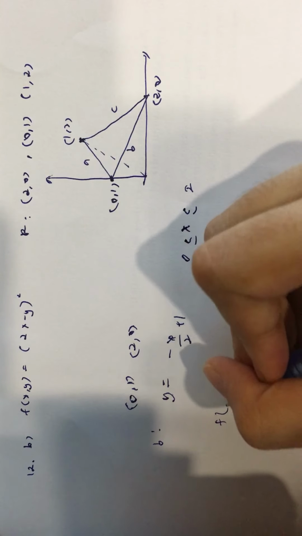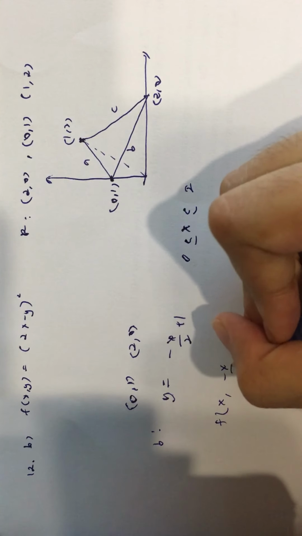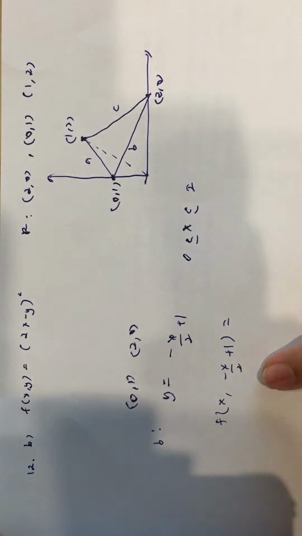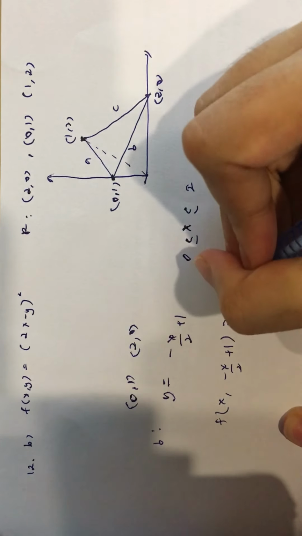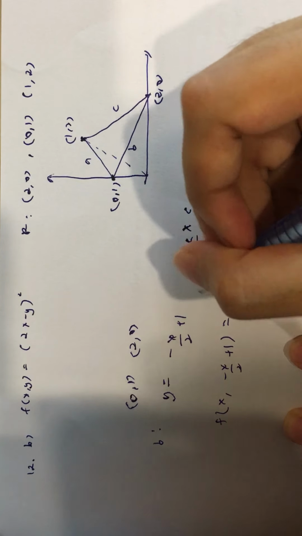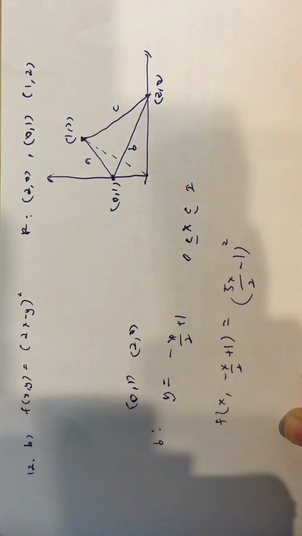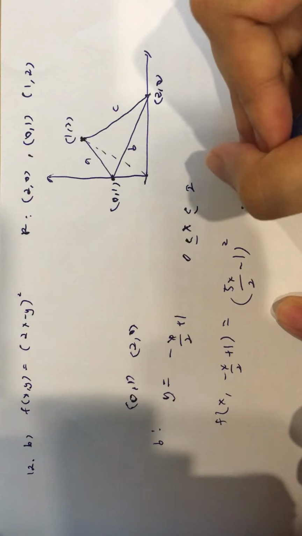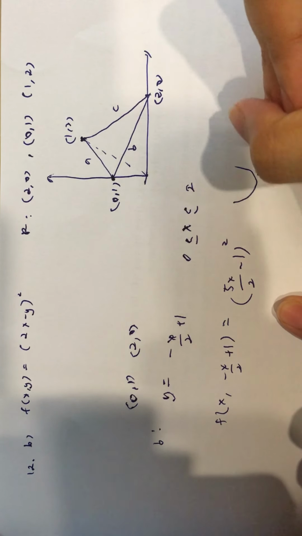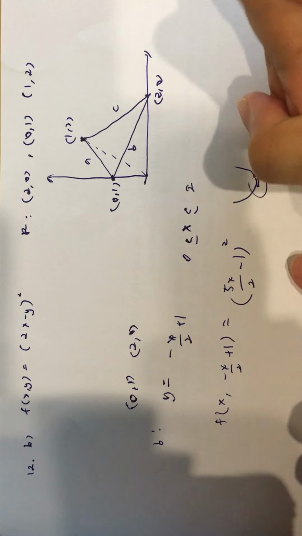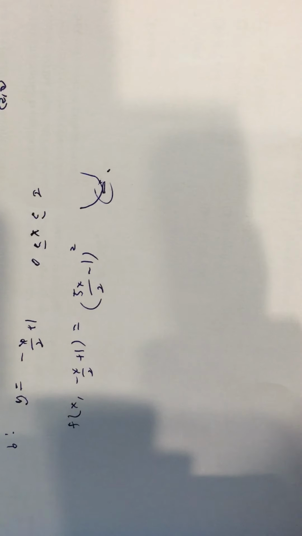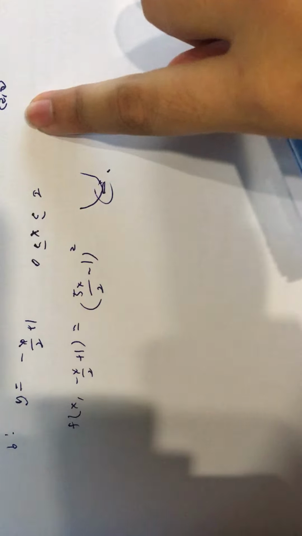So we substitute the value of f of x and then minus x over 2 plus 1 inside this f of xy. This one we get 5x over 2 minus 1 squared. So this one also a quadratic, smiley macam ni. So we will have a minimum value. So let's calculate the minimum value and see whether this minimum value will be inside the region R or not.